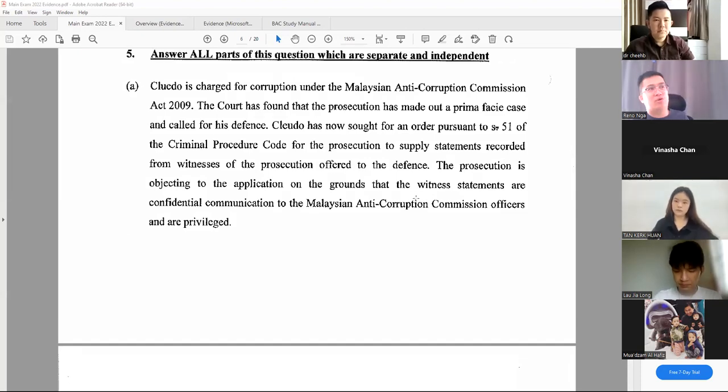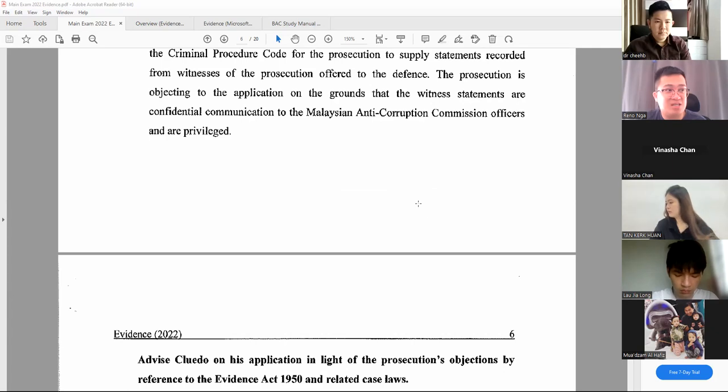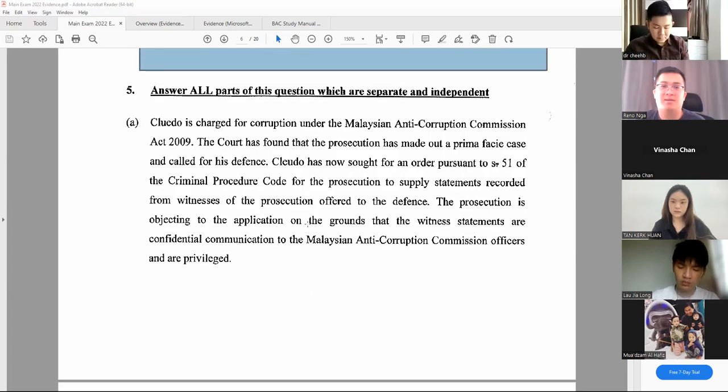C is charged for corruption under MACC Act. The court has found the prosecution has made up prima facie case and call for his defense. C has now sought for an order pursuant to Section 51 CPC for the prosecution to supply statement recorded for witness of the prosecution offered to the defense. The prosecution is objecting to the application on the grounds that the witness statement are confidential communication to MACC officer and are privileged. Okay. Advise C on his application in the light of the prosecution objection by reference to the Evidence Act.